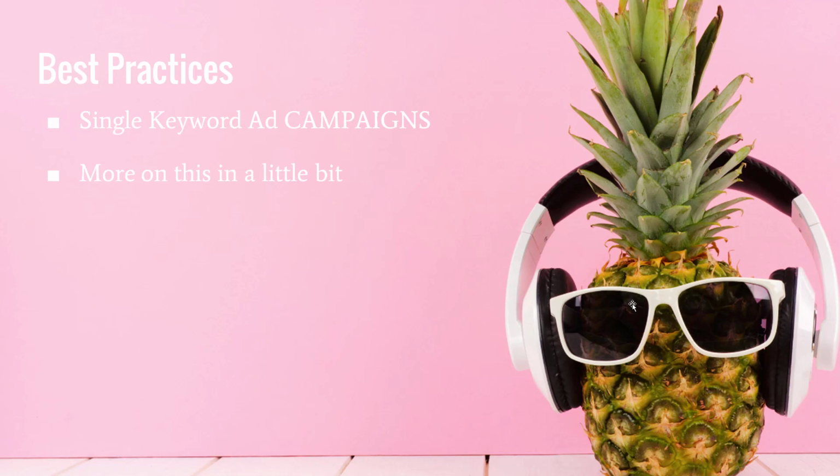I'm a big fan of separating out every single keyword into its own campaign. Single keyword ad campaigns. Not ad groups, ad campaigns. So that's one keyword per campaign per product. So again, worth repeating for clarification, one search term per Amazon PPC campaign. And we're going to go over this in just a little bit.